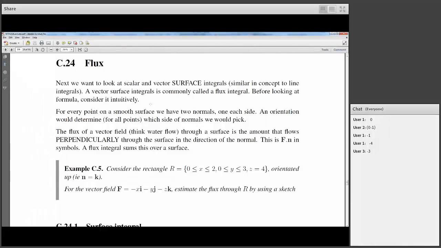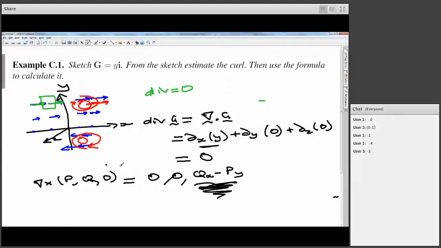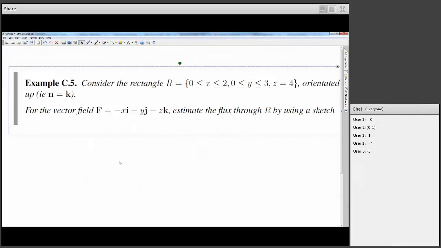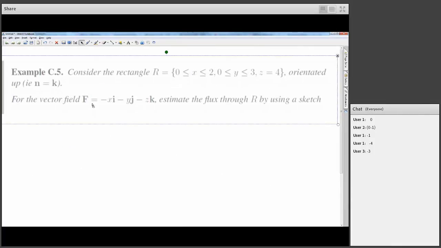So I want to get a sense for what it is. So I'll just jump to an example and I'll talk about some aspects to it.